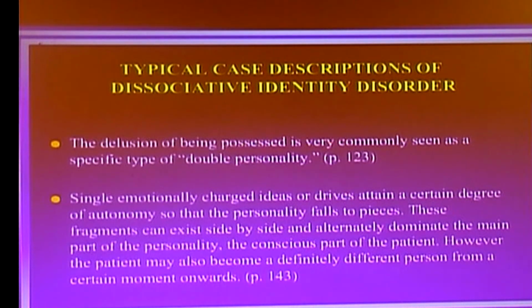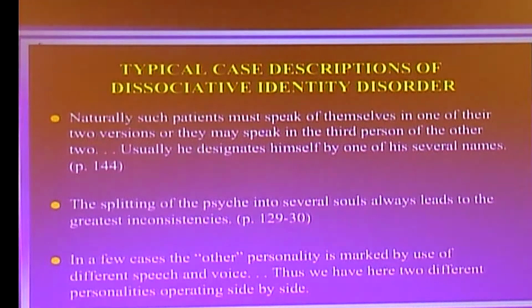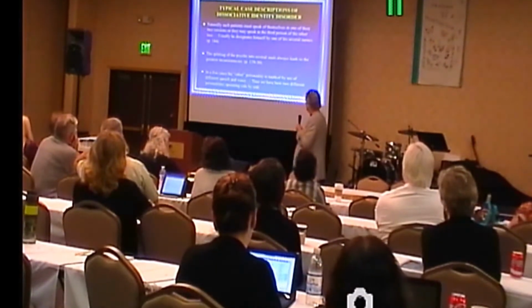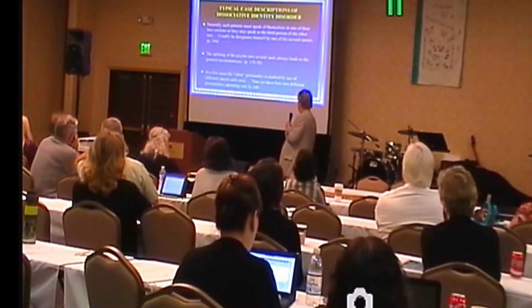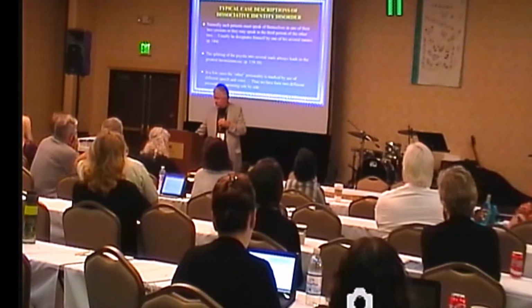I know I'm holding you in suspense here, but hold on. Naturally, such patients must speak of themselves in one of their 2 versions, or they may speak in the 3rd person of the other 2. Usually he designates himself by one of his several names. The splitting of the psyche into several souls always leads to the greatest inconsistencies. In a few cases, the other personality is marked by use of different speech and voice. Thus, we have here 2 different personalities operating side by side.